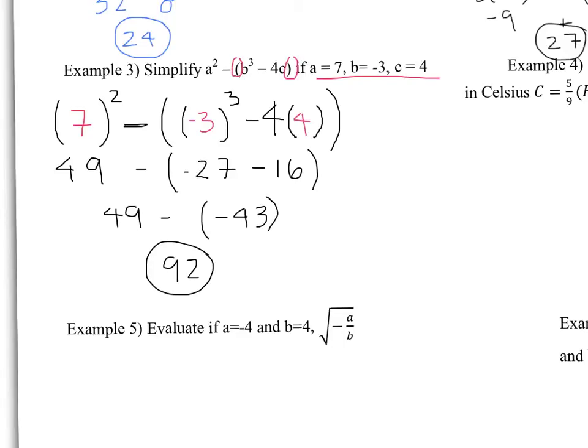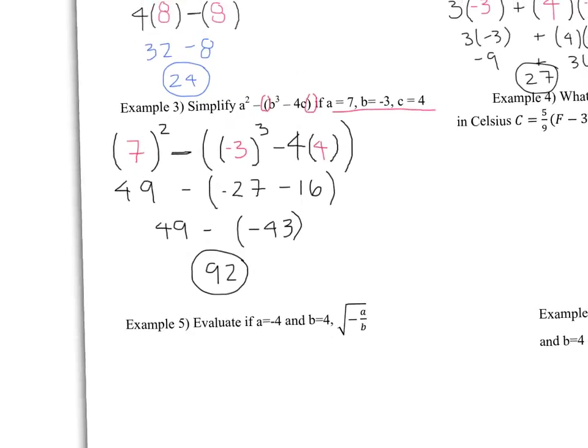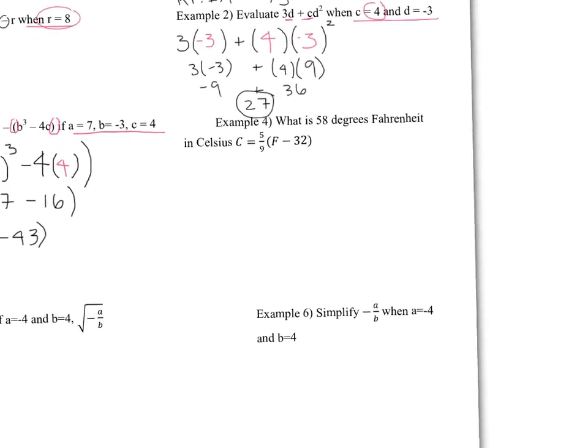We can also, again, use our calculator to check this. So if we did 7 squared minus negative 3 cubed minus 4 times 4, we get negative 2. So we did that correctly. All right, we're going to do a couple more examples, especially some that are starting to look a little bit different.